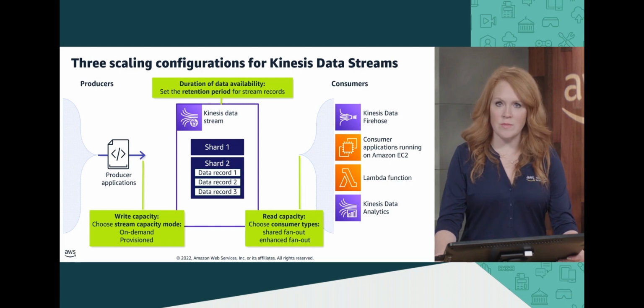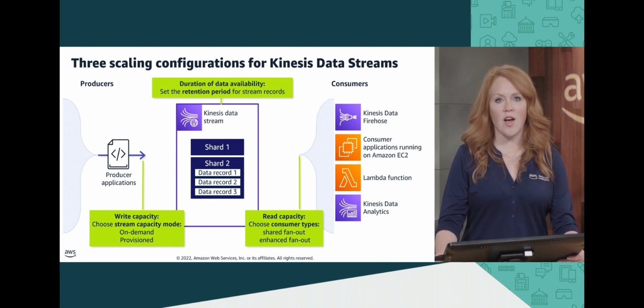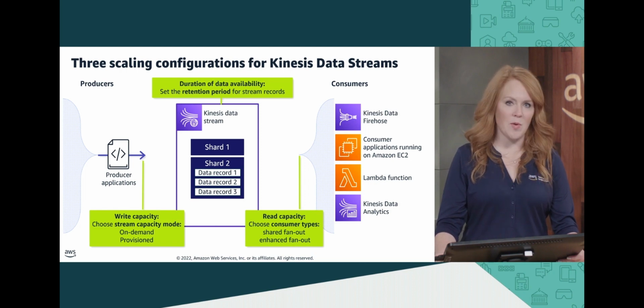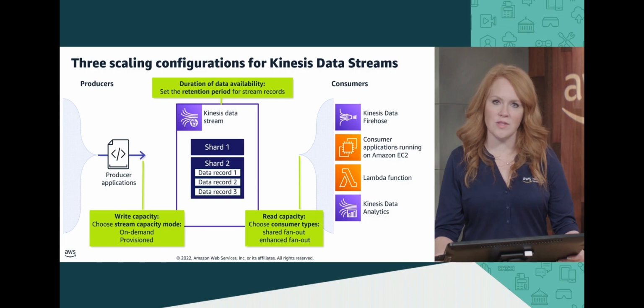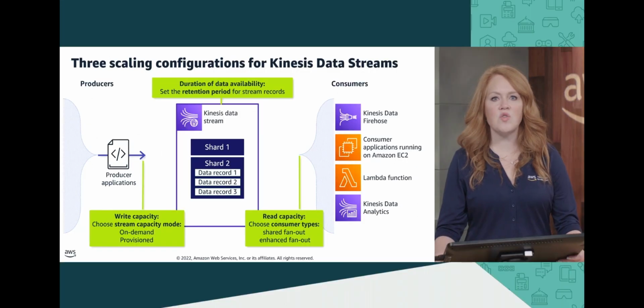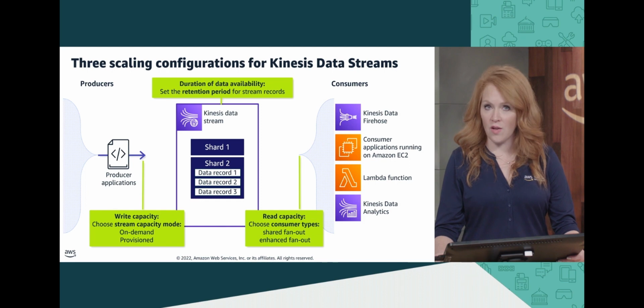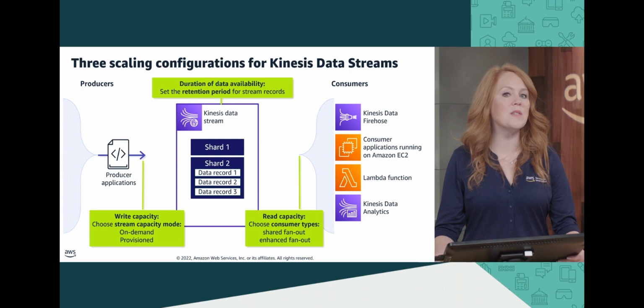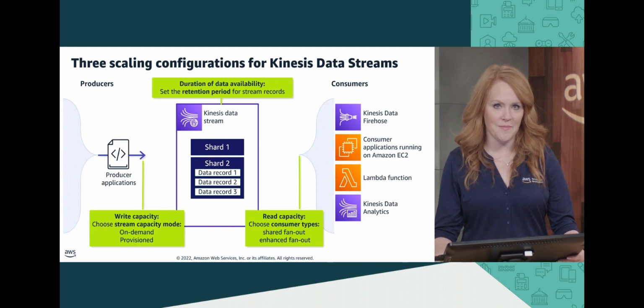Kinesis Data Streams provides configuration options to help you address the scaling needs of your pipeline. Here is a summary of the 3 primary controls. The retention period tells the stream how long to keep records on the stream before they expire. This is configurable, but costs increase as the retention period increases. A stream's retention period is set to a default of 24 hours. You can increase the retention period up to 365 days.